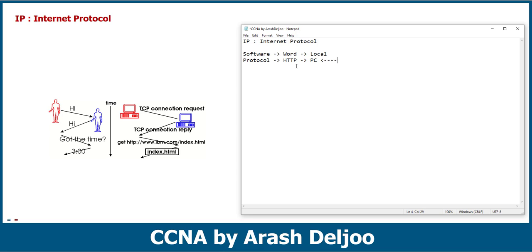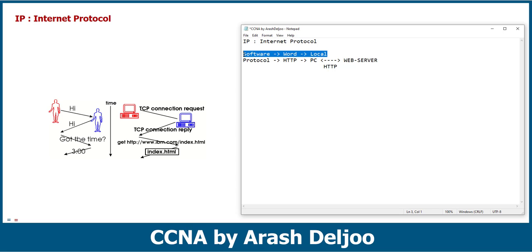You know that we are using HTTP for sending and receiving the web page. We use HTTP between the PC and the web server for transferring the web page. Now we can better understand the protocol. A protocol is software that we use for communicating between two systems or more, 4 systems, 5 systems, but not a local program. The software is a local program.